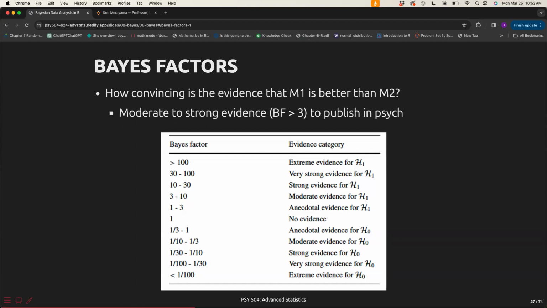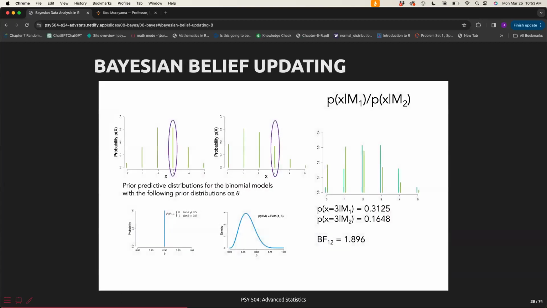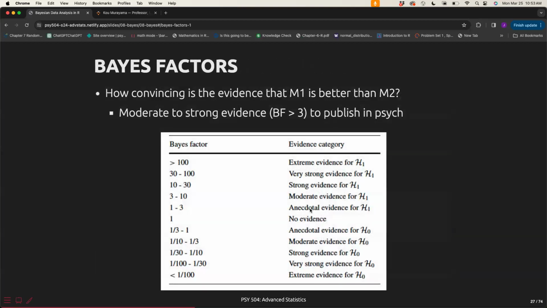Hardcore Bayesians would probably hate me for saying this, but that's okay. But I find Bayes factors extremely useful, right? So we can use these Bayes factors to tell us how convincing our evidence is. So in our case, we got a Bayes factor of 1.896. So that relates to anecdotal evidence for model 1 here, right? So not that convincing. It is greater than 1, but it's not really that convincing. If we wanted to publish in psychology, we couldn't publish this finding because if you want to publish in psychology, and I don't know how it is in other journals, they usually want you to show moderate to strong evidence for your Bayes factors. So greater than 3, yeah.